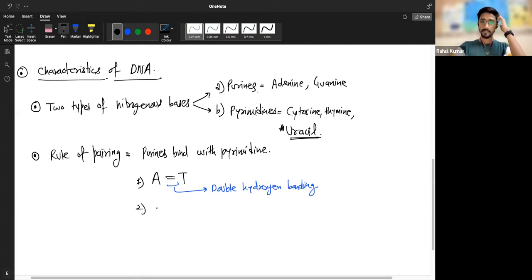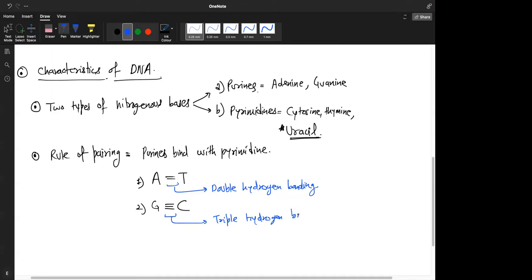And guanine binds with cytosine with a triple hydrogen bond. Is it clear, everyone? Yes.